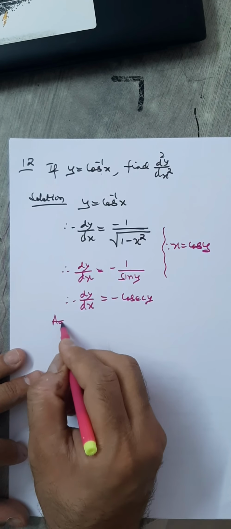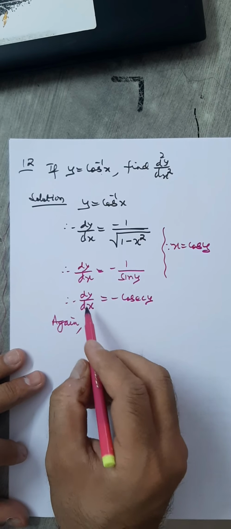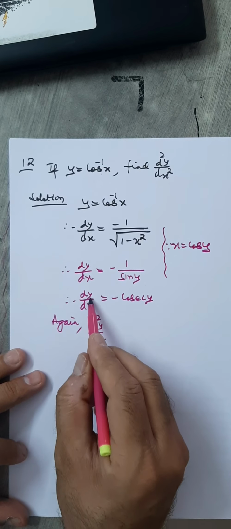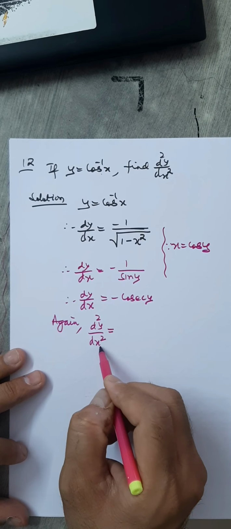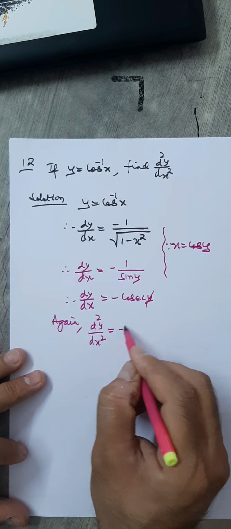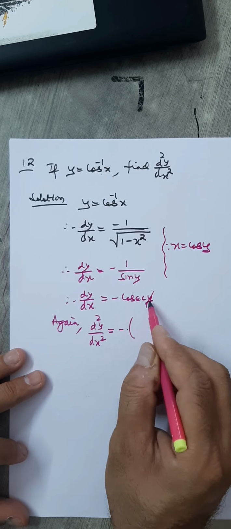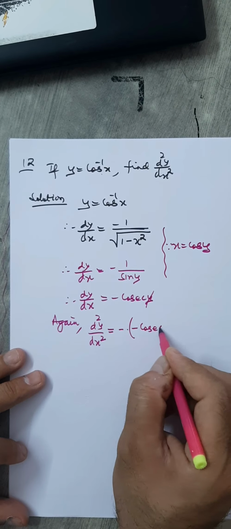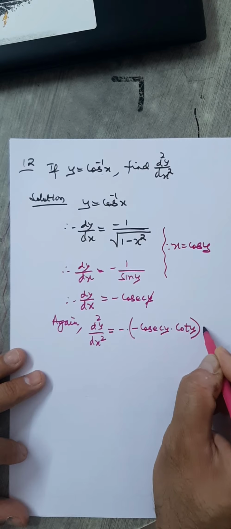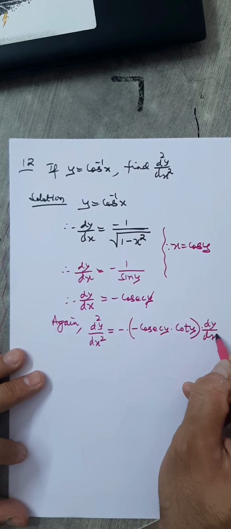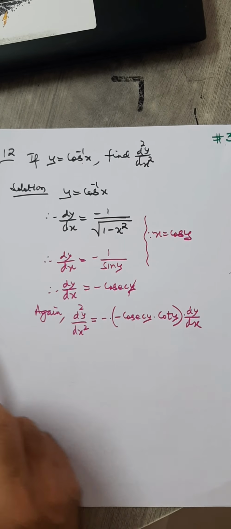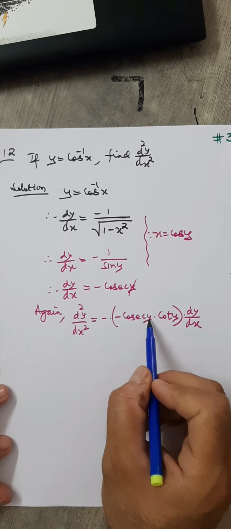Now again we differentiate it. So here d square y by dx square. That means you are differentiating with respect to x, remember. So you need to use the chain rule here. Minus, what's the derivative of cosec? You know, minus cosec y into cot y into, by chain rule, derivative of y with respect to x, that's dy by dx. Remember, on the right hand side you have used y as x.